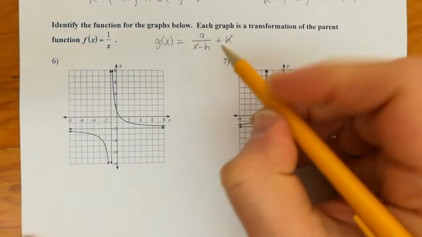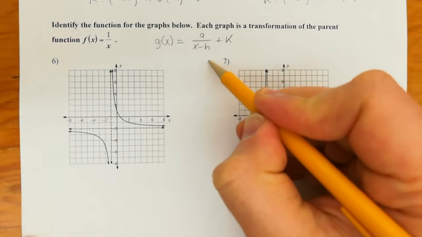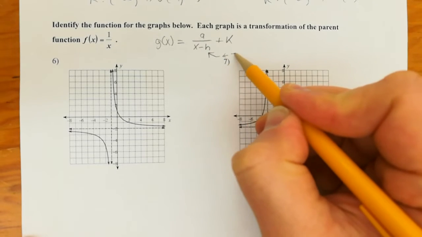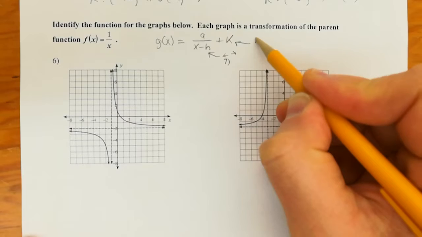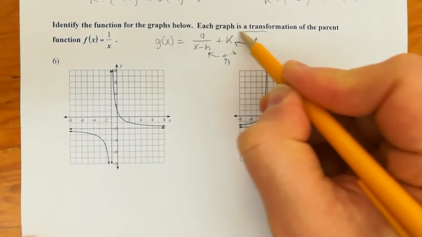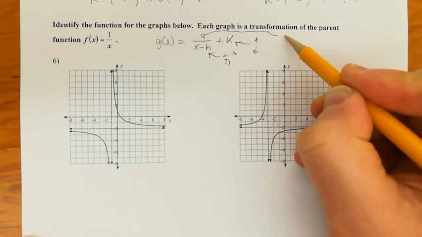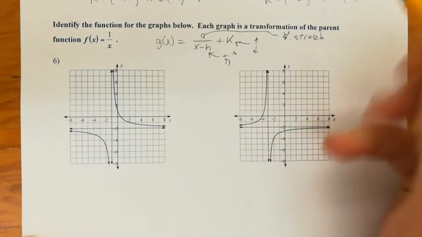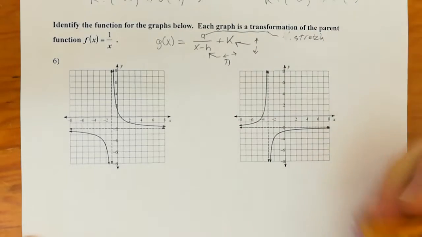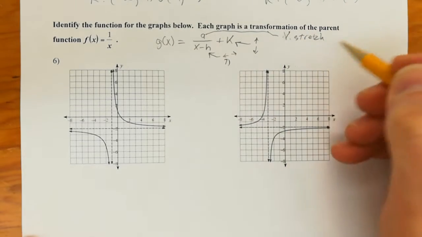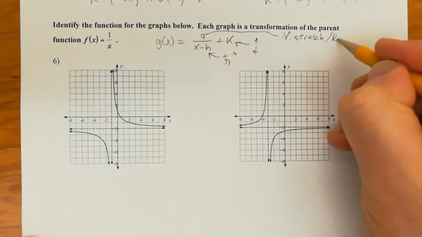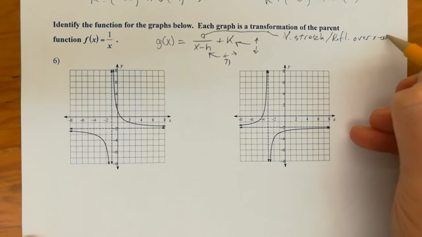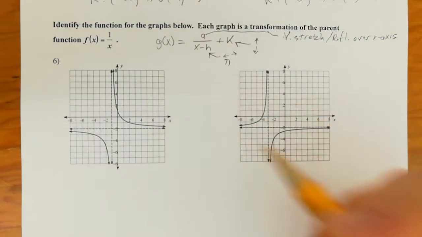Just really quickly, this is the left to right shift, this is the up and down shift, and then a indicates a vertical stretch, and I should say it also shows if there's a reflection over the x-axis.